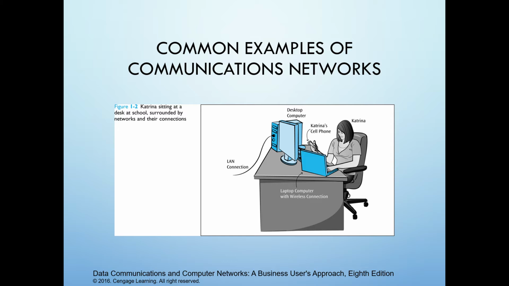In this figure, we see a lady named Katrina sitting at a desk at school. On the desk are two computers, a desktop PC provided by the school, and her personal laptop. In her hand is a cell phone. Now let's see how each of these devices can be connected to the internet.